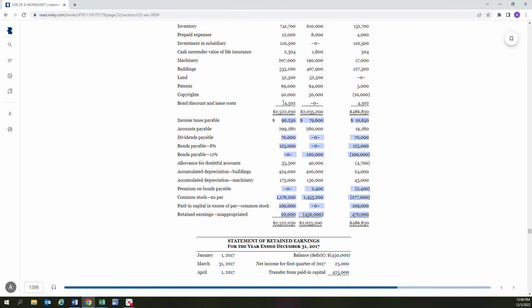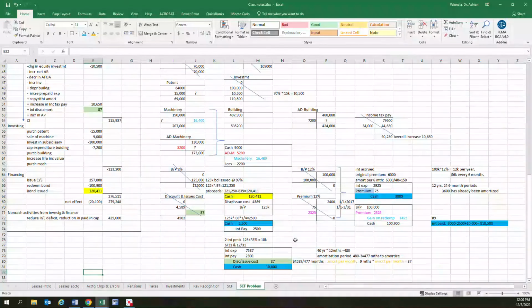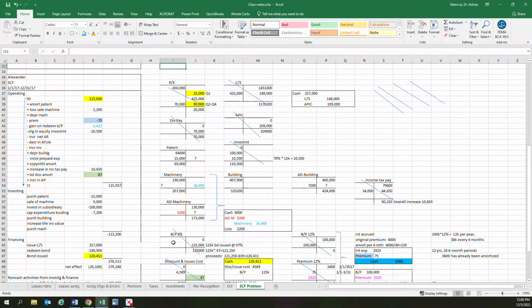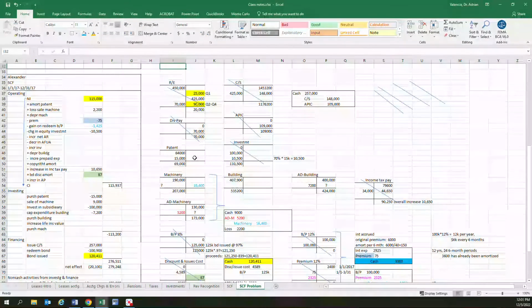And then the bond discount we fully explained as well. Okay, so now we're going to go in here and try to figure out what assumptions we can make on some of these items. So for example, let's go back up here. The patent. For patent, let me see what math I did here so we don't have to calculate this. So the patent went down by $10,000 here.